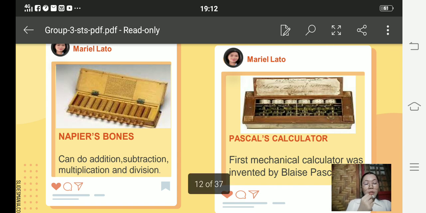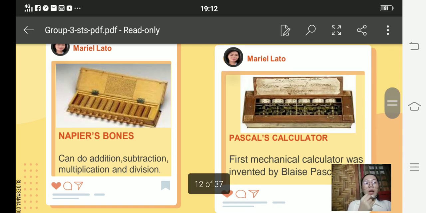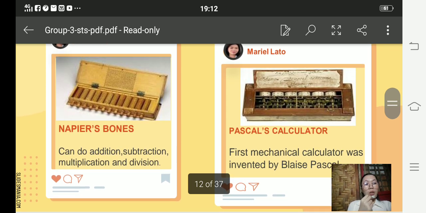corresponding to its multiplier next to the left, and by placing the bones corresponding to the digits of the multiplicand next to the right, and its product can be simply read by adding two pairs of numbers with the appropriate carry as needed in the row that is determined by the multiplier. And next is the Pascal calculator.